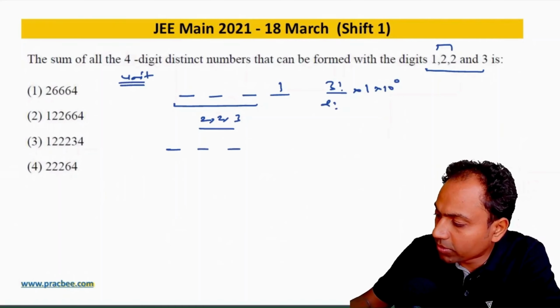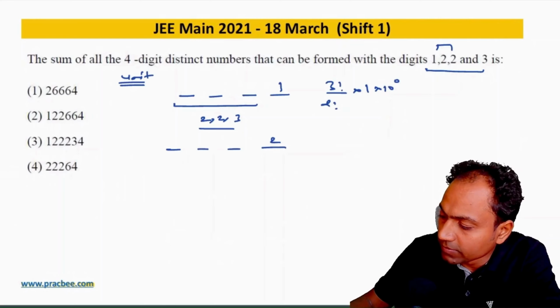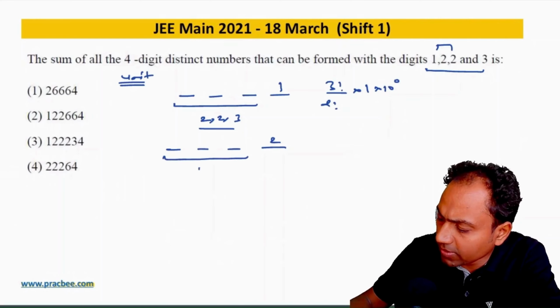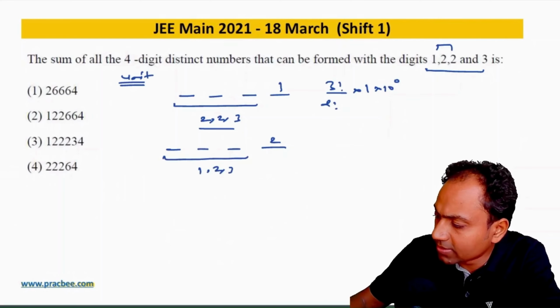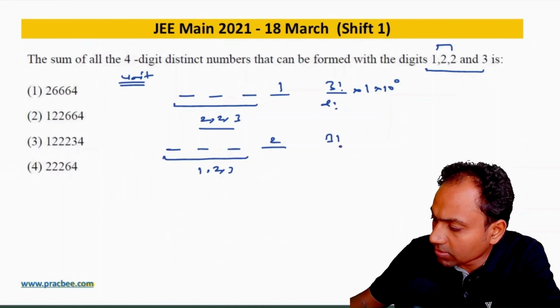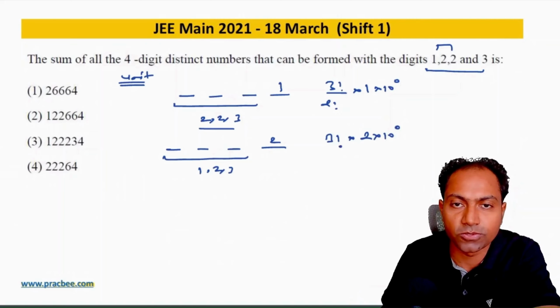Similarly, if I put 2 here now, things will change slightly, because now we have 1, 2 and 3 to be arranged. So 3 factorial ways to arrange, then 2, and then place value 10 to the power 0.